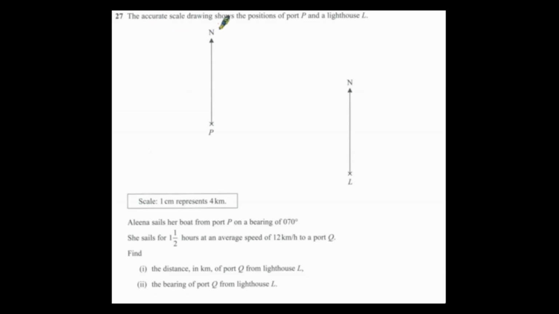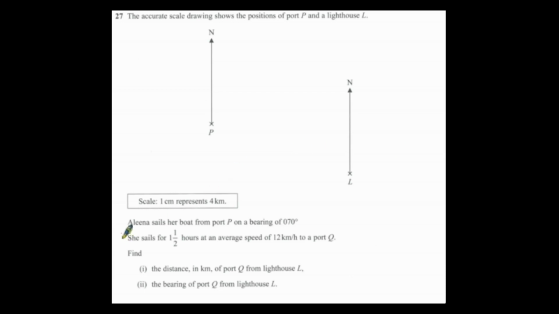Question 27. The accurate scale drawing shows the positions of a port at P and a lighthouse at L. Both of these points have arrows pointing north, and we are told that this is a scale drawing. So on the diagram here, 1 centimetre represents 4 kilometres. Now I have to say at this point that although your exam paper might be an accurate scale drawing, unfortunately on the computer screen here I don't have that. Therefore all I can do is show you the method by which you would answer this question. My answer will not be accurate to the scale.